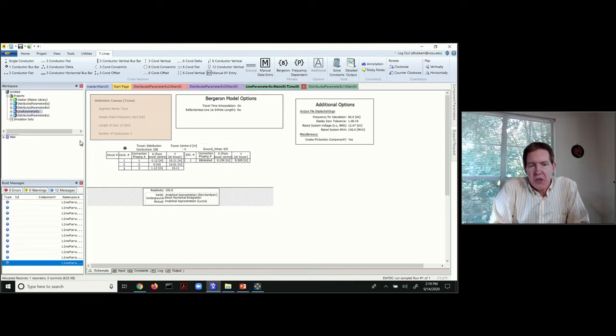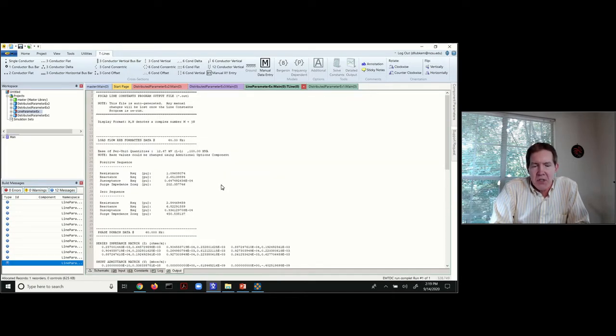If you jump to the screen, as I showed you before, what you see is the results of the line constants program. You have an output, and it shows these different positive and zero sequence resistance, reactance, susceptance calculations. These are in per unit in this case, but these are the elements you would use not only for lumped parameter lines, but for distributed parameter lines as well.